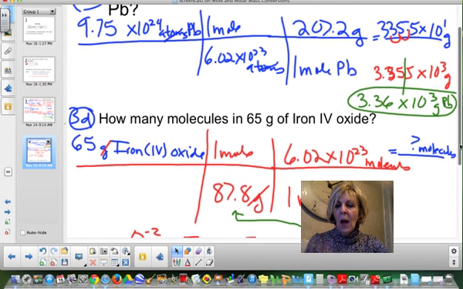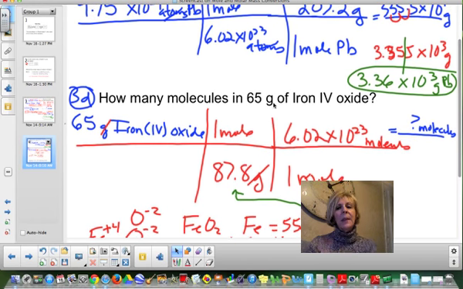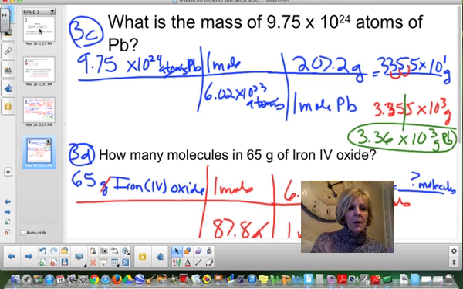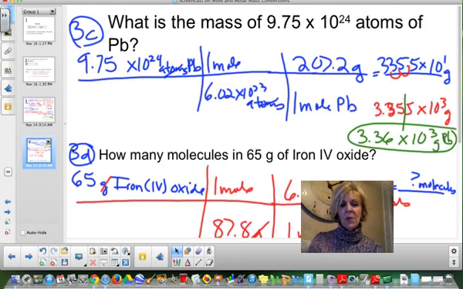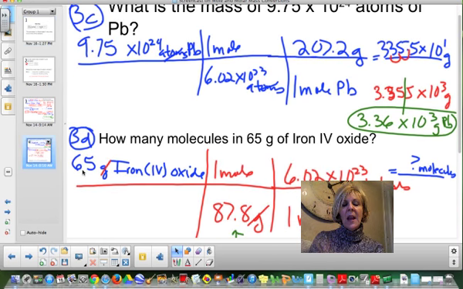Okay, so now I'm just going to do kind of the opposite problem. Here, I am given the mass of this compound. I have 65 grams of iron 4 oxide, and the question is, how many particles of that? How many molecules is that? So going back to my mole map, I am given 65 grams of the compound here, and I asked how many molecules, technically formula units, but we'll say molecules, is that. So I'm going to have to convert first to moles, and then again I'm going to convert to the number of particles using Avogadro's number. So that's exactly what I'm going to do here.